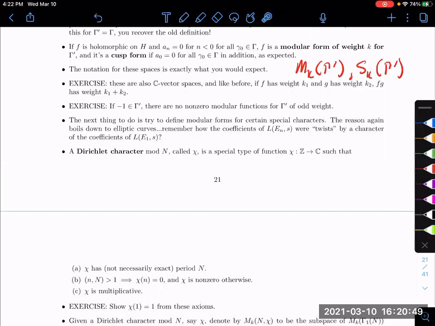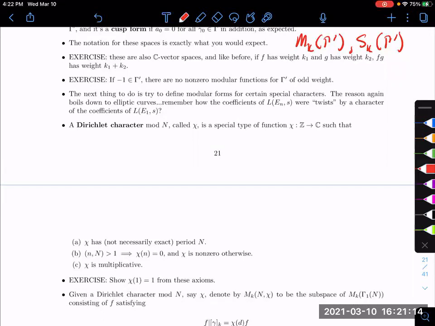The next thing you want to be able to do is define modular forms with respect to special characters. And why is this? I initially had a hard time understanding this until I saw the big picture. The real main thing is this. Remember when we defined the L function of the nth congruent number elliptic curve? When we defined the L function of E1, we wrote it as the sum from 1 to infinity of b sub m to the negative s.